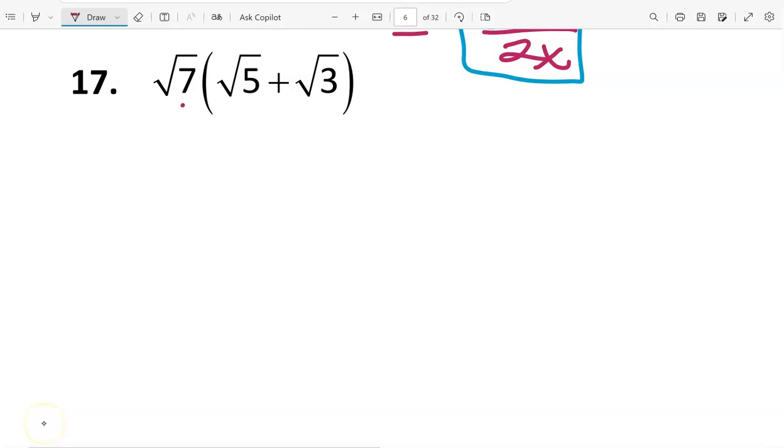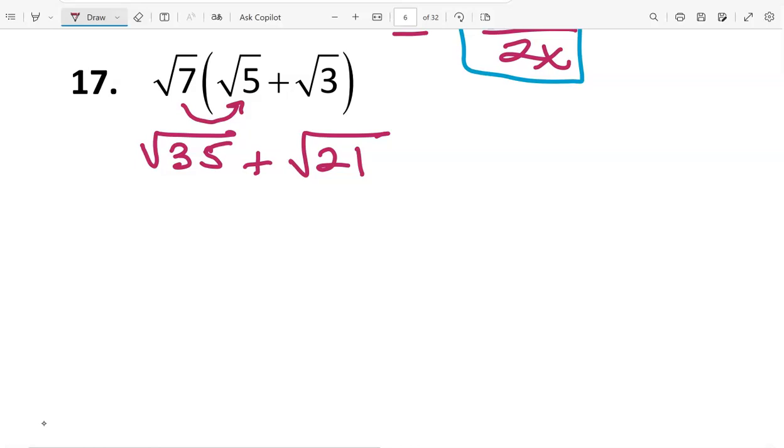In 17, we can begin by distributing the square root of 7 times the square root of 5 as the square root of 35, and the square root of 7 times the square root of 3 is the square root of 21. Neither radical is able to be simplified, and so that's our final answer.